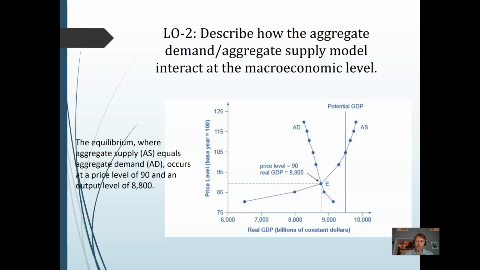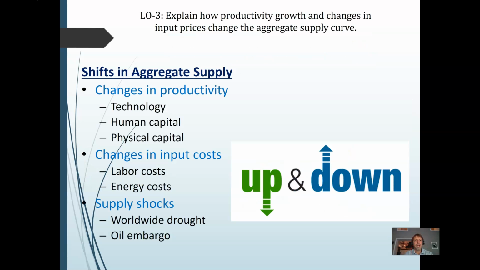And if it gets too far to the left of that line, we would start to then label it as a recession. So what kinds of things shift the aggregate supply curve? Well, we talked a little bit about what moves the supply curve. Again, if it goes up, it moves to the right. If it goes down, it moves to the left. Up is to the right, down is to the left for both the supply and the demand curve.